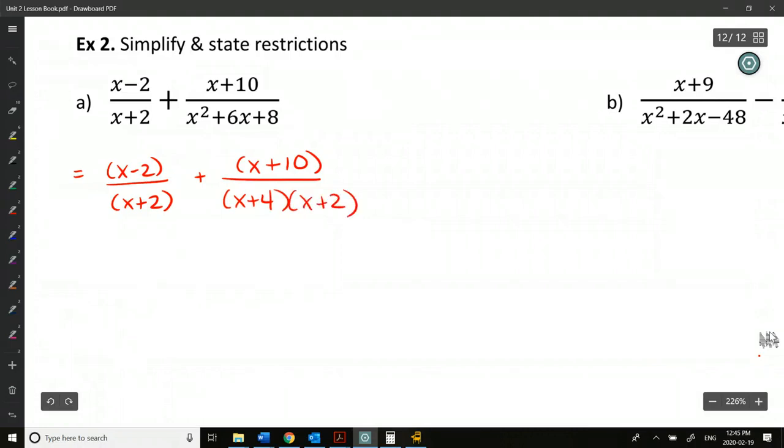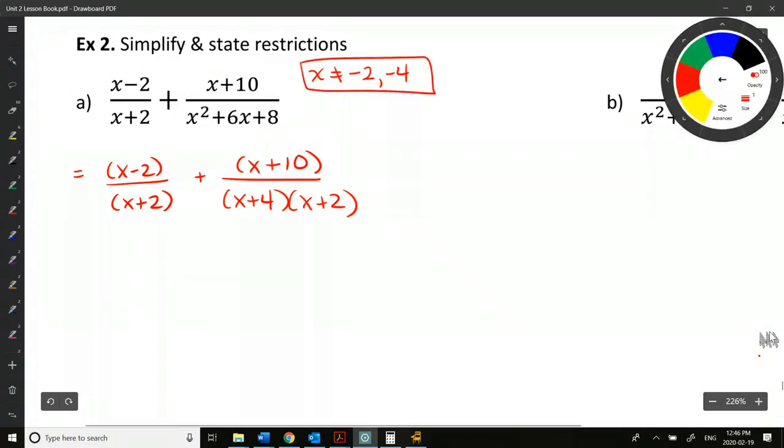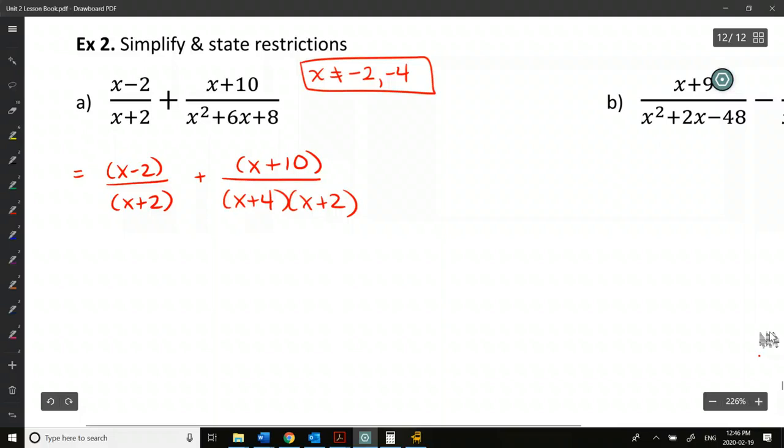If you want, you can start a little restrictions list at the top or wherever you want. What are our restrictions here? Well, you put brackets around all of them. -2 and -4. Okay, so we've factored, we've done restrictions, those are the first two steps.